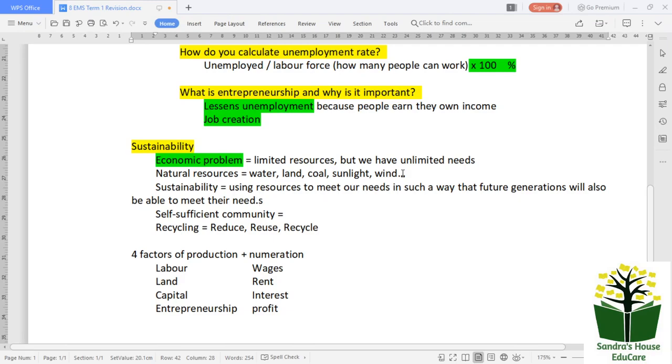So sustainability is looking at us. We need to be able to look after ourselves and our needs, but we also have to make sure that in the future, people can look after their needs as well.